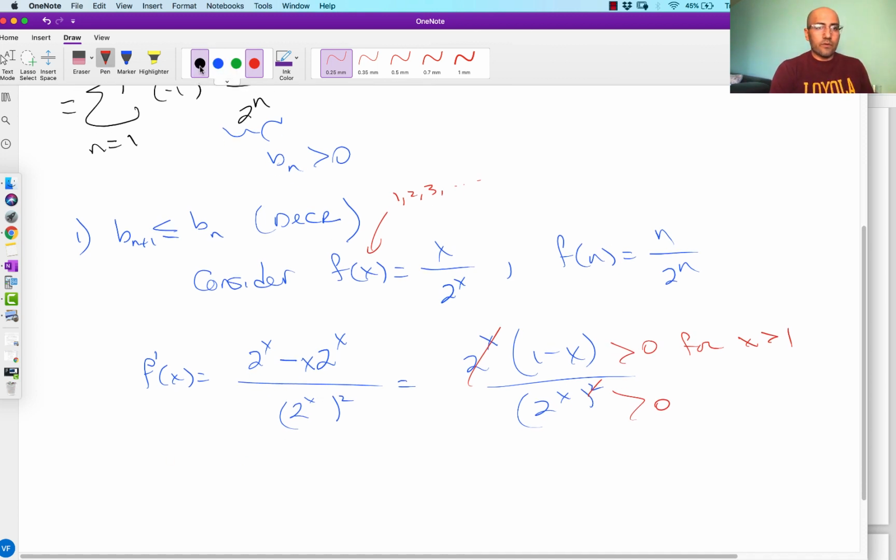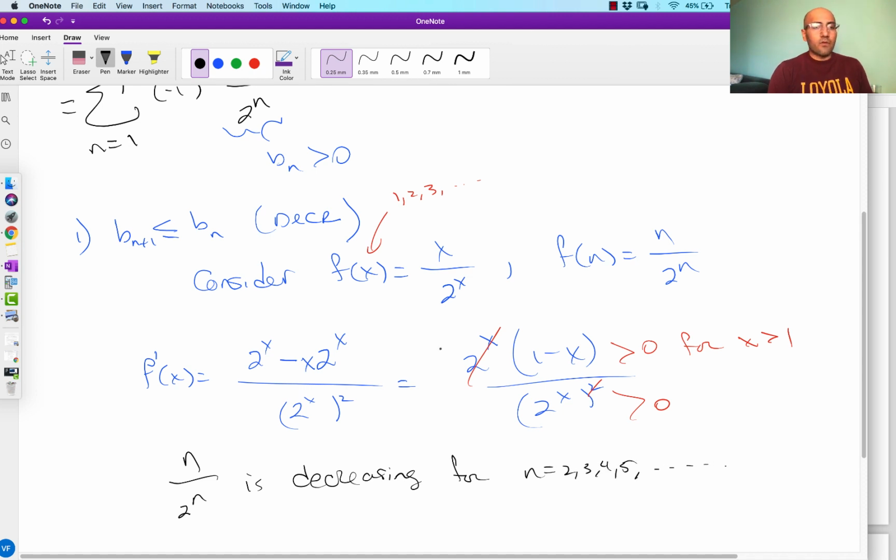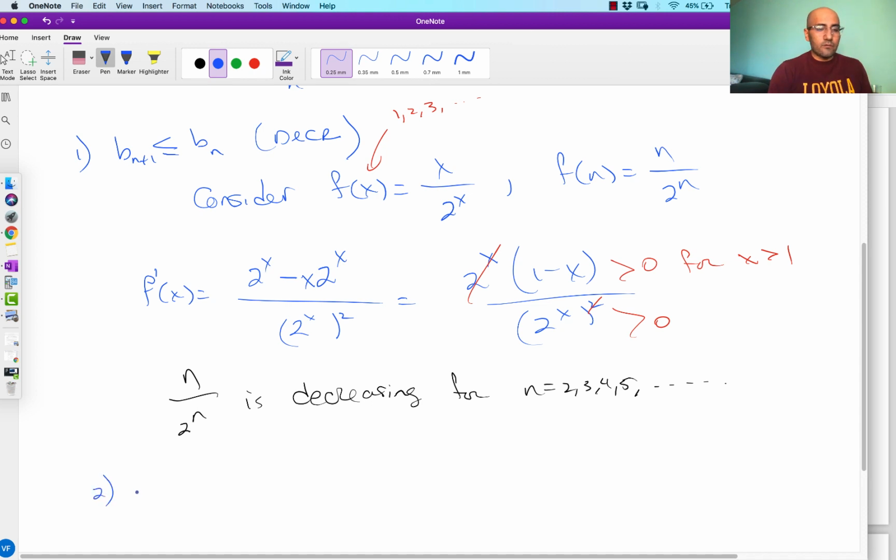So we've established that n over 2 to the n is decreasing for n equal to 2, then 3, 4, 5, and so on. Okay, so we got the decreasing part. Now we just have to show that the limit as n goes to infinity of b sub n equals 0. For us, that's the limit as n goes to infinity of n over 2 to the n.